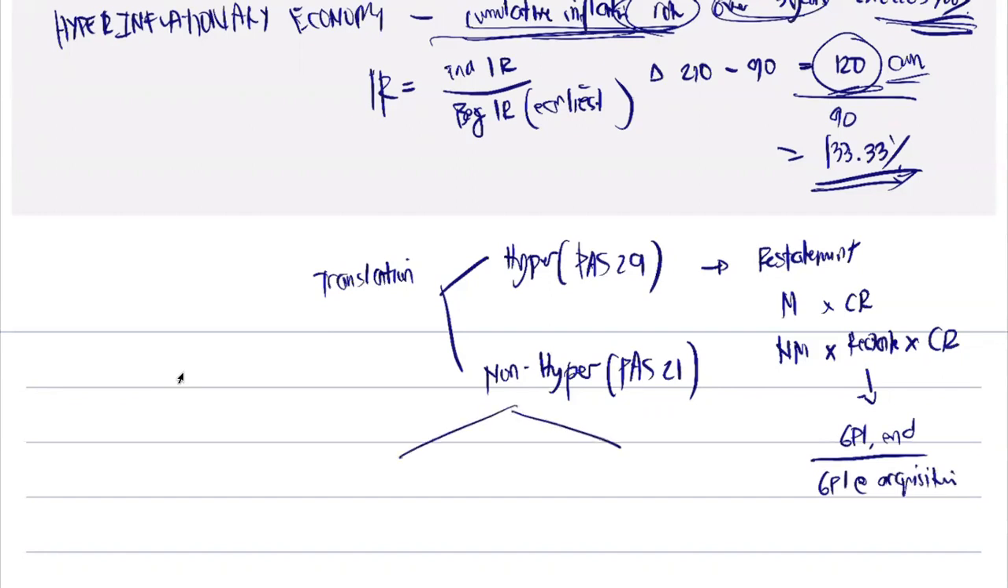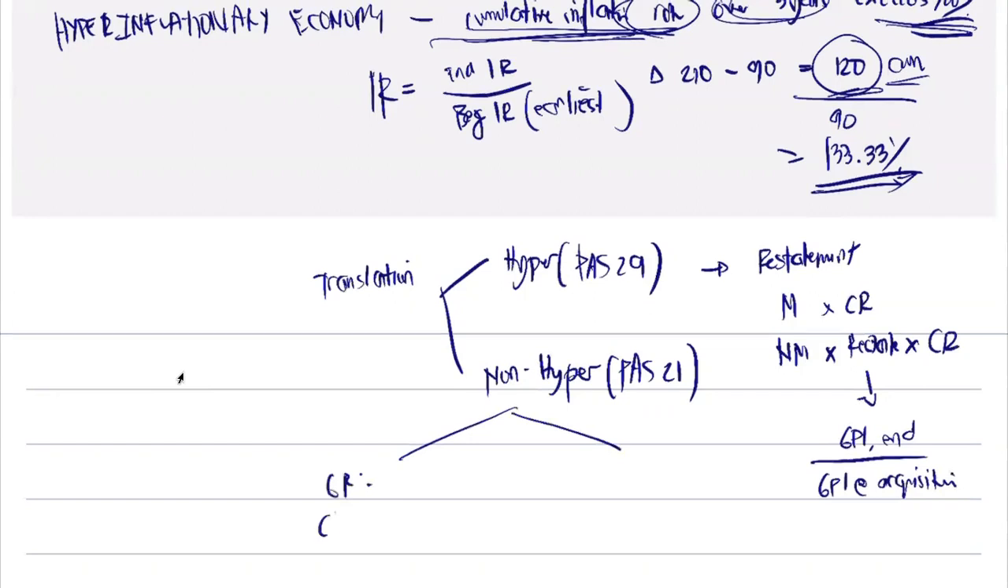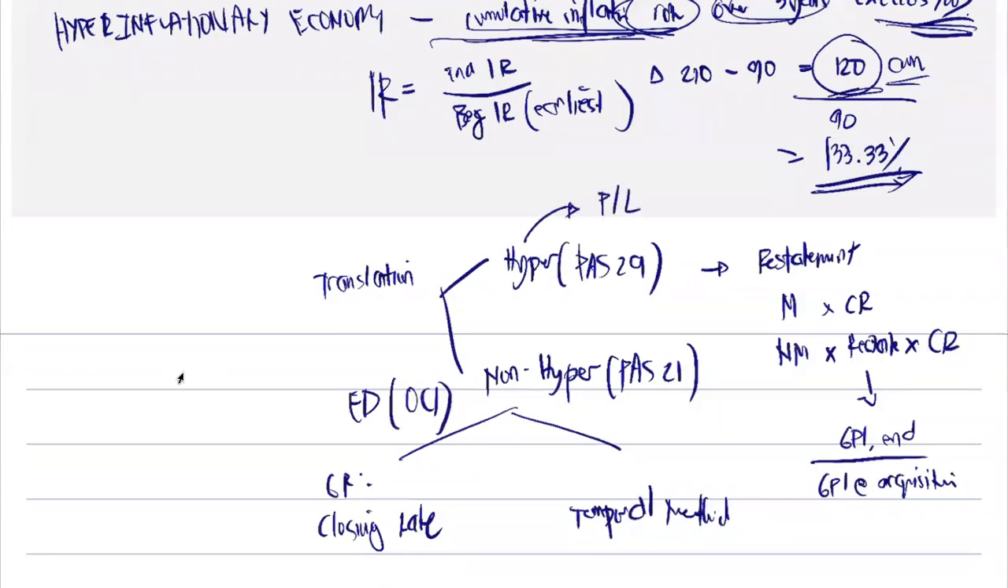For non-hyper, the general rule is we use your closing rate method. As an exception to this rule, we use your temporal method. And take note, exchange differences under non-hyper is placed in OCI. For hyper, we place it under profit or loss. Okay? So that's it for our translation of foreign operation or foreign financial statement.